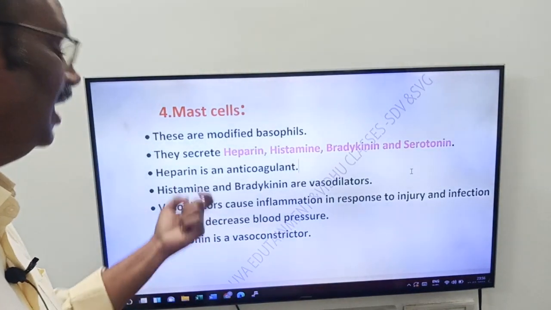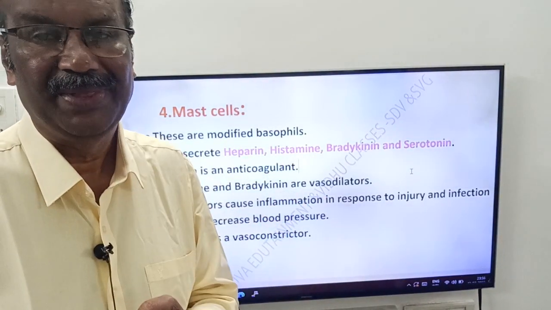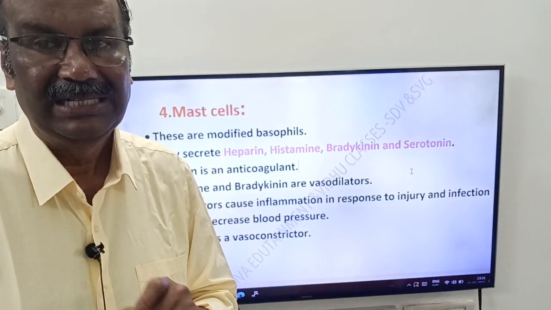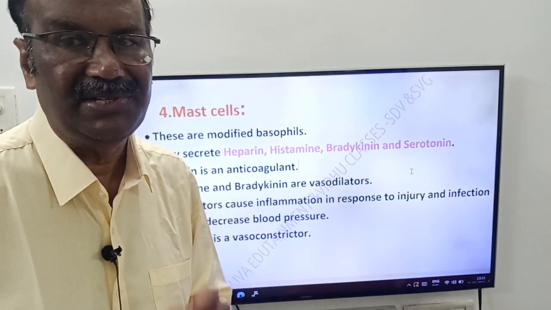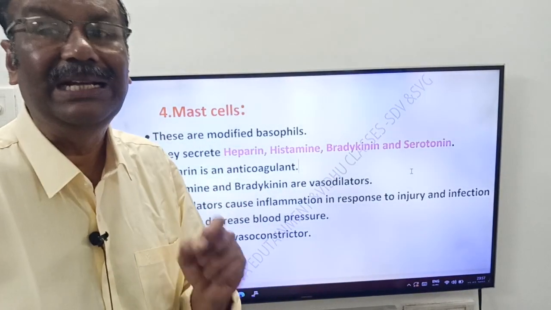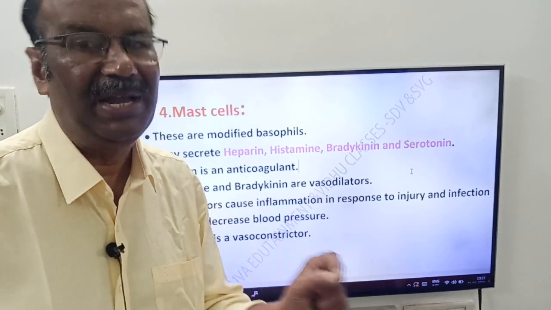Okay, friends. Last one, friends. Serotonin, it is a vasoconstrictor. Friends, histamine and bradykinin are vasodilators. They increase the diameter of the blood vessels, whereas serotonin is a vasoconstrictor. It decreases the diameter of the blood vessel. Okay, friends. It helps in the contraction of the blood vessels.